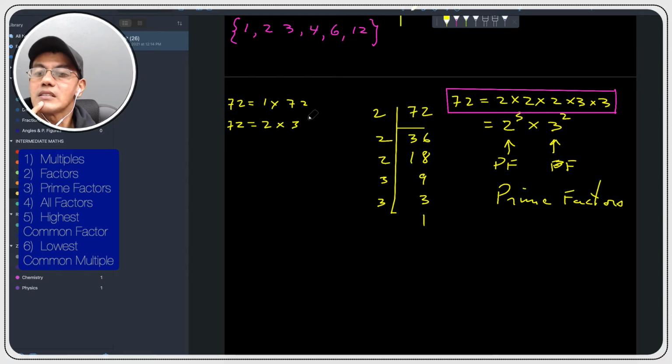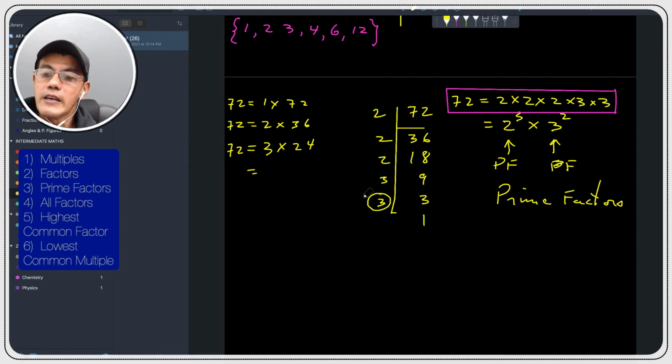So 2 times 36 is equal to 72. Then the 3. Do I have a 3? Yes, I have a 3 here. I have a 3 here. Alright, so 3 times what? 2 2's 4, 2's 8, 3 is 24. So this will be 3 times 24 equal to 72 again. Then again I can do, let's do the other one.